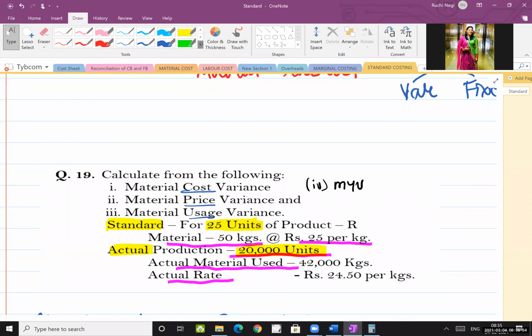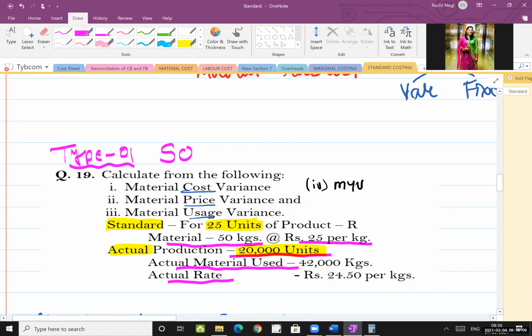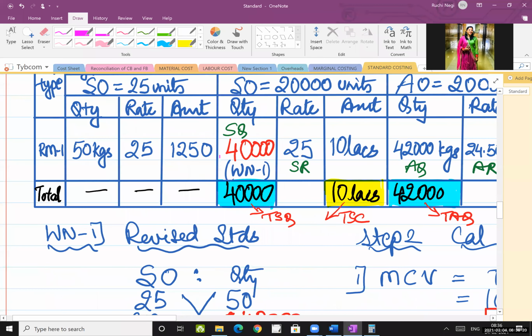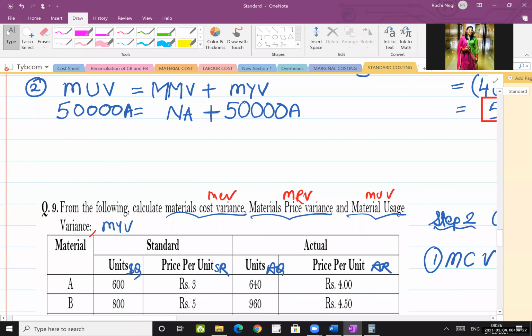Just let me highlight it over here. This is type 1, where outputs are unequal. That is, standard output is not equal to actual output. This is the first type. Then I told you what is to be done. Then we did this type of sum, type 2.